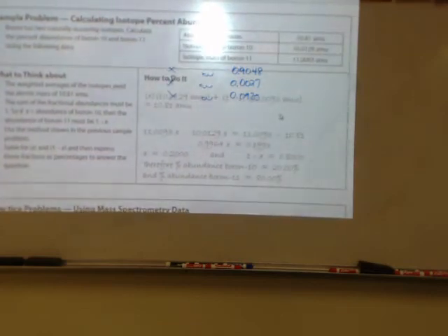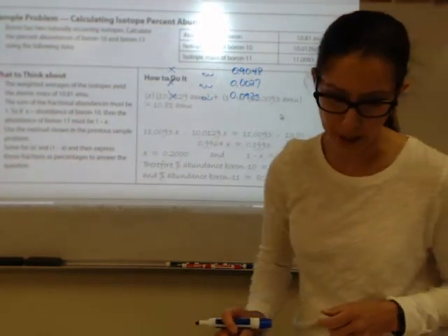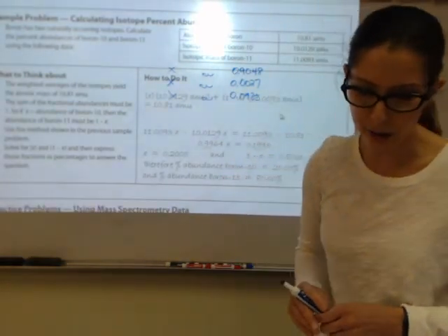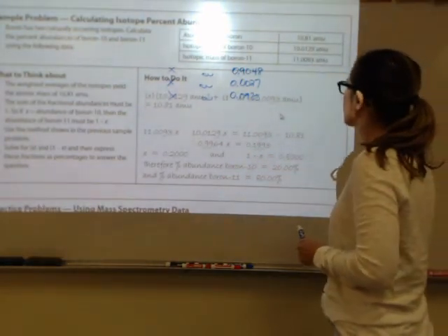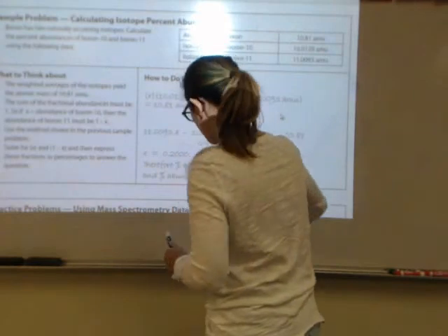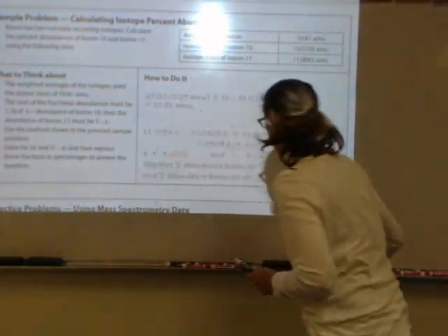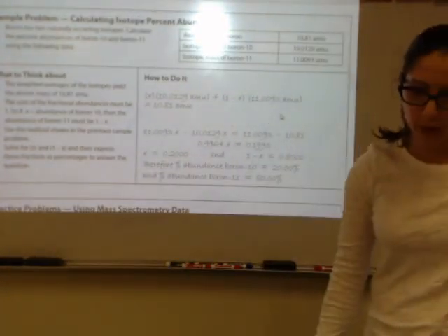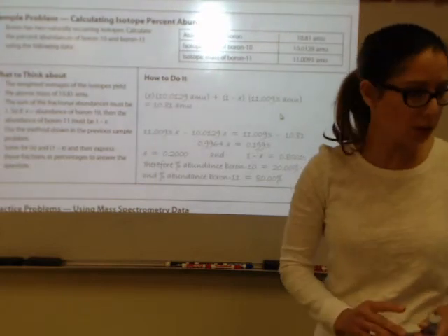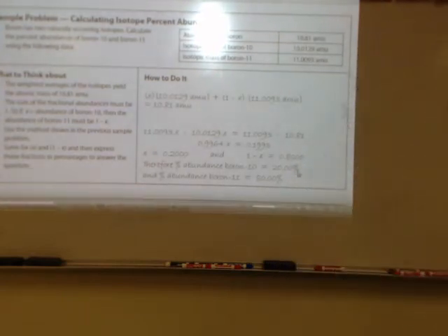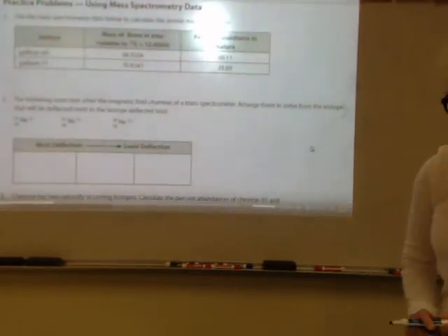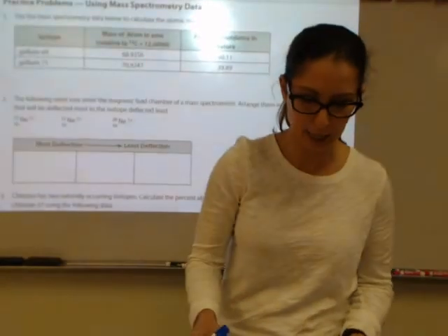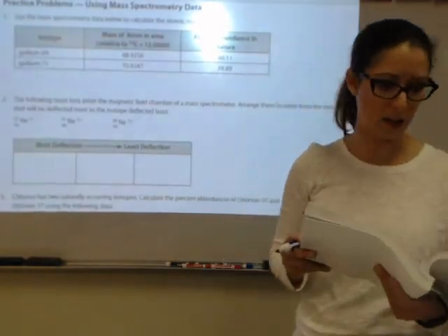If you take a look at the next page, we can also calculate the percent abundances, since we know that the percent abundances add up to 100 for a sample. So let's take a look at some practice problems here, where in number 1, we are using the mass spec data to calculate the atomic mass of gallium.